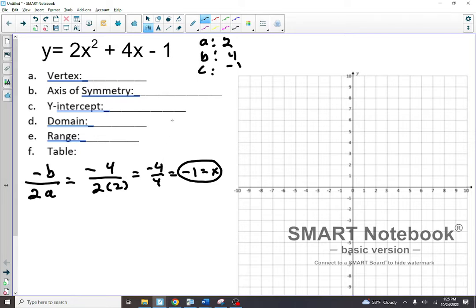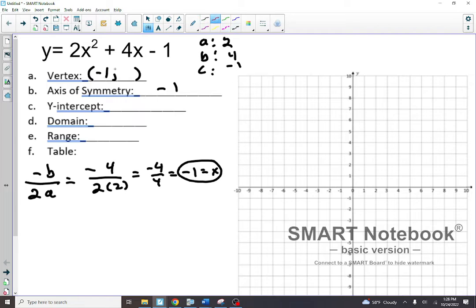Okay, so I found negative 1 equals x. Negative 1 equals x tells me two answers actually. First one, it gives me the axis of symmetry. It also gives me the x of the vertex. So I know the vertex, which should be a coordinate point, and the axis of symmetry is just the x. If you get them swapped, you're going to lose a point because they should be in the correct places.